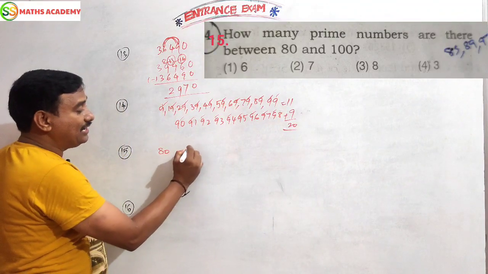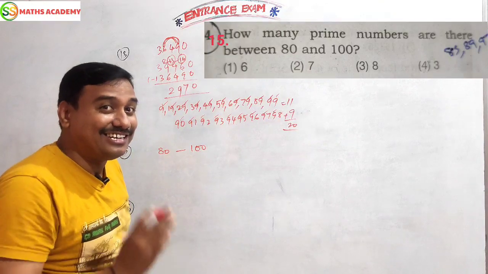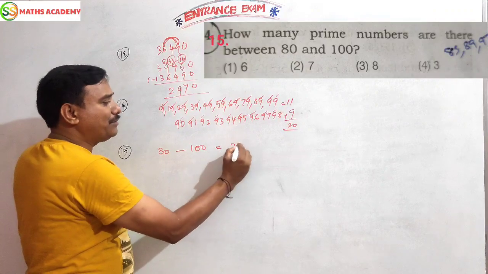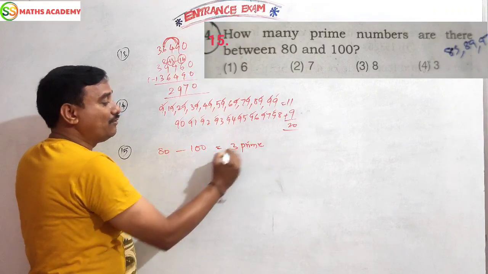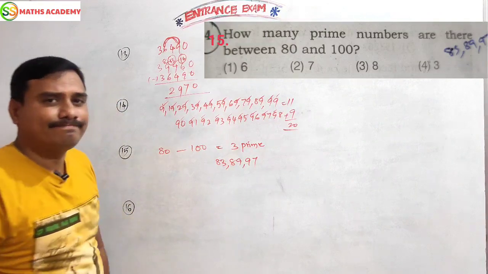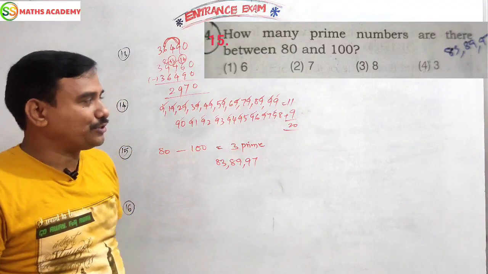Between 80 to 100, tell me, children. 80 to 100, 20 numbers are there. In that, how many prime numbers? 3. That's it. 3 prime numbers. What are they, sir? 83, 89, 97. That's it. 3 prime numbers. Your answer is the 4th option.